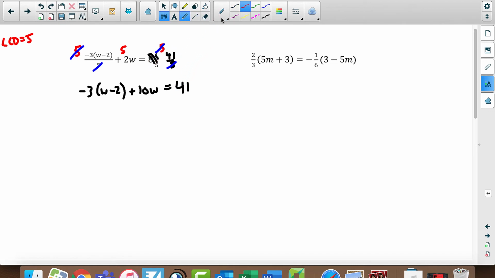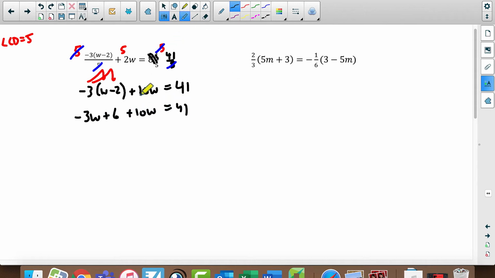Second step. Do we have any brackets to get rid of? Yeah, we do. Right here. So let's expand that. Negative 3 times w is negative 3w. And negative 3 times negative 2 is positive 6. Plus 10w equals 41.